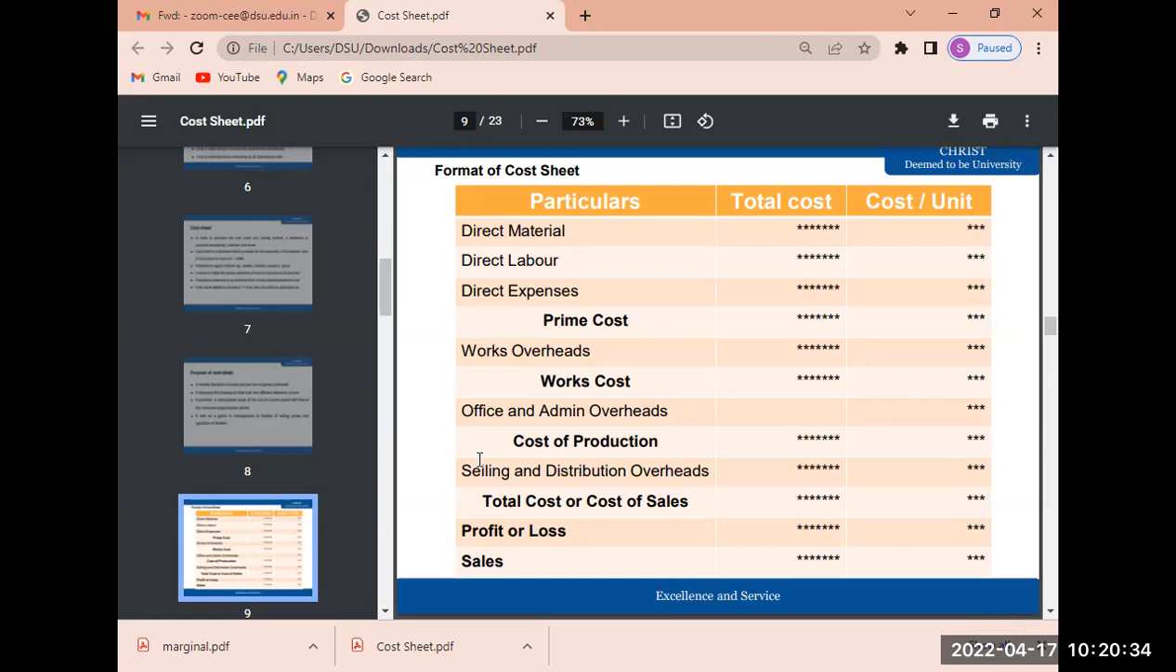If the denominator is more, then the answer is going to be less. For you, the denominator is less, so the answer is going to be more. What is this called? EPS, earning per share. You remember earning per share? The profit available to equity shareholders divided by the number of equity shares.